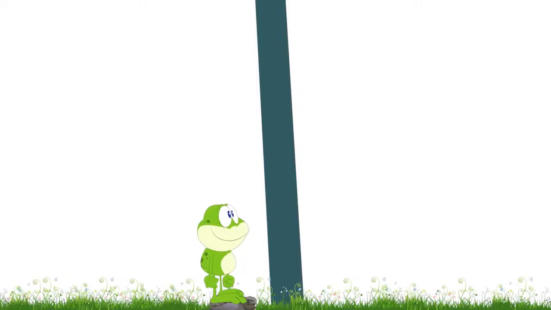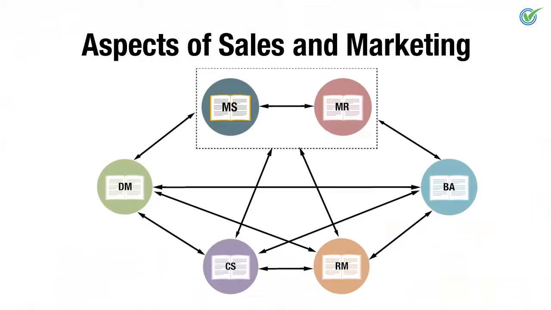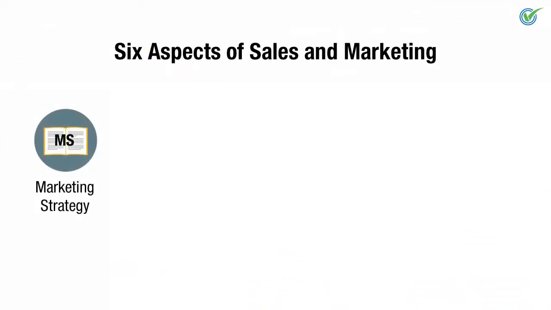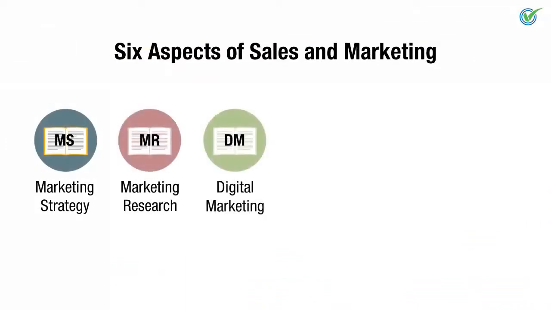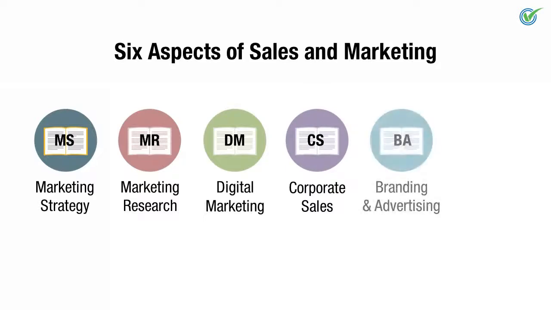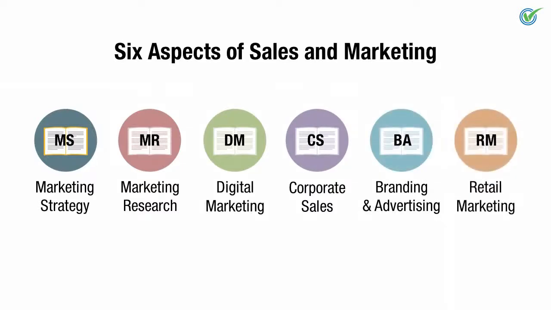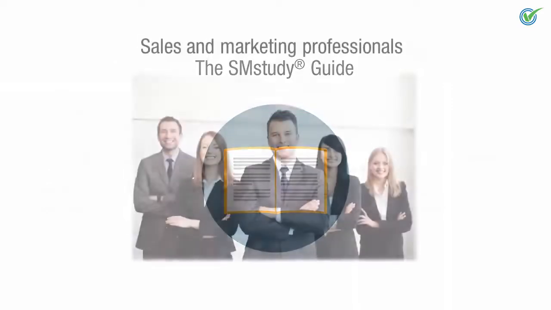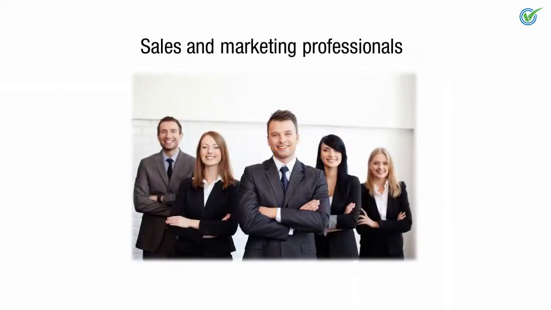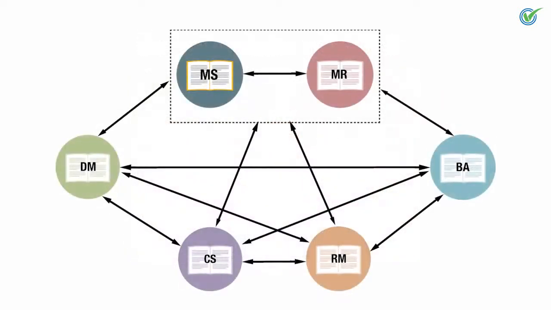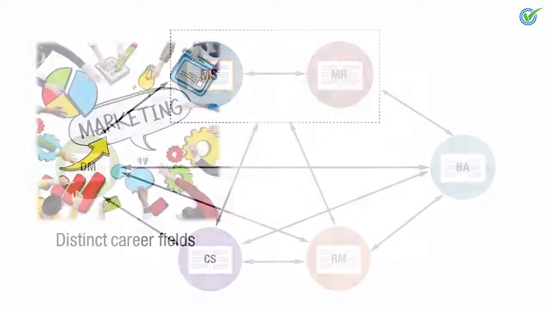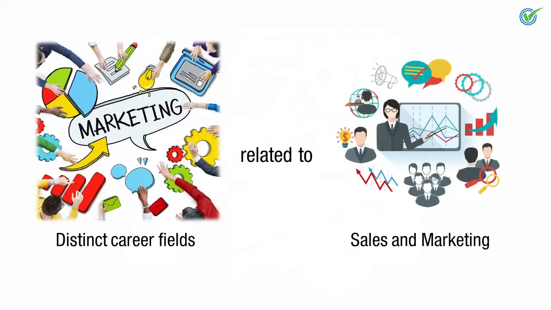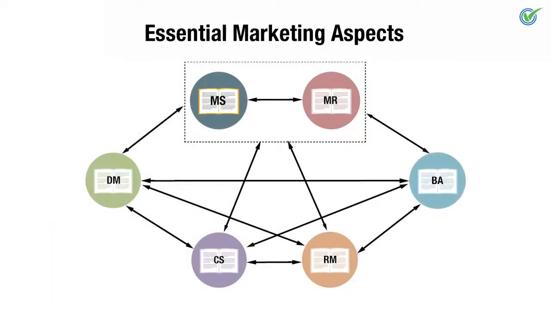The SMBOK is a comprehensive guide to sales and marketing activities that constitute the various aspects of sales and marketing. The SMstudy Guide describes 6 aspects of sales and marketing: marketing strategy, marketing research, digital marketing, corporate sales, branding and advertising, and retail marketing. Since the SMstudy Guide is geared towards sales and marketing professionals, or those who desire to work in this field, the 6 aspects are based on the 6 most common and often distinct career fields related to sales and marketing. This diagram depicts the 6 aspects of sales and marketing and how they interact with each other.